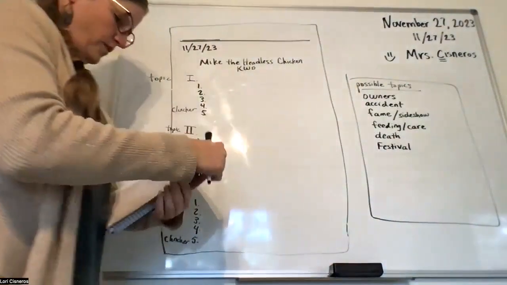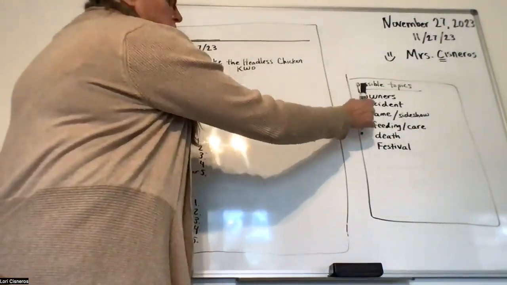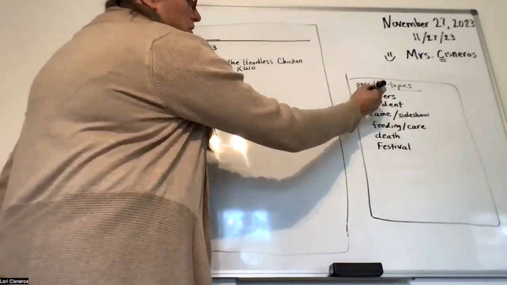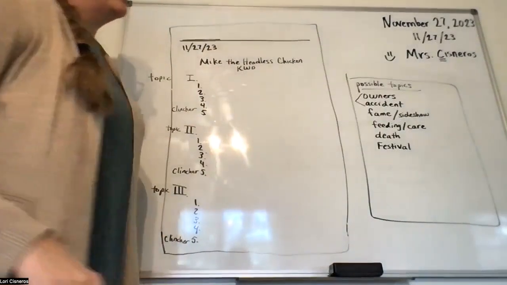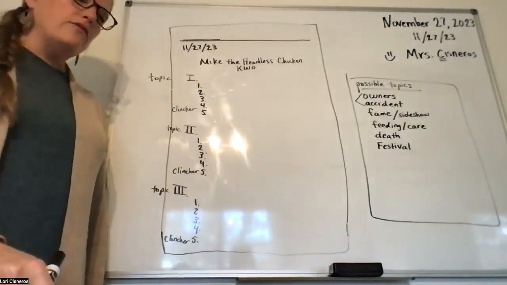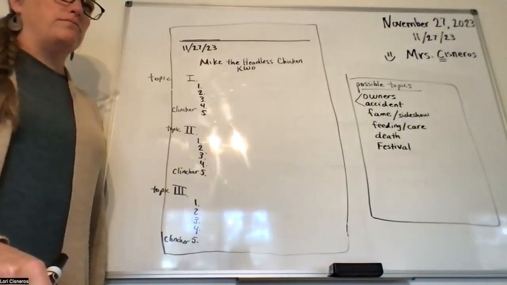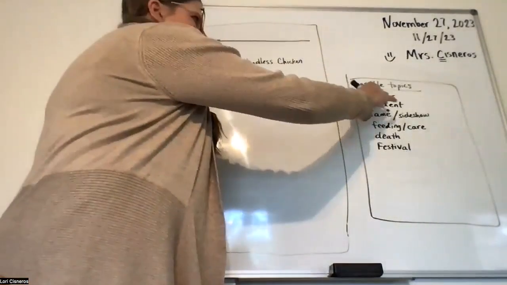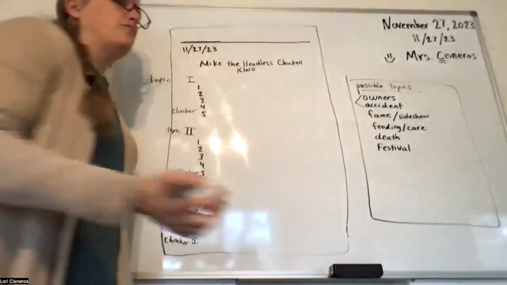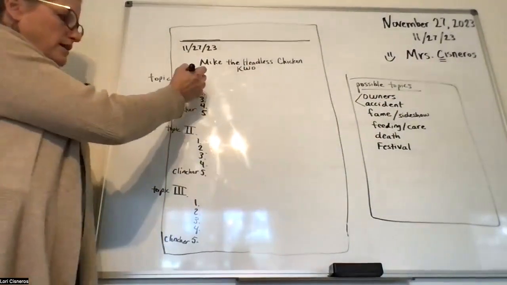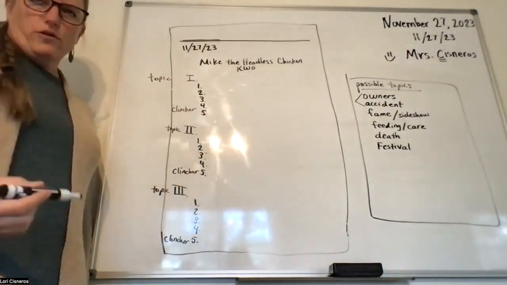Okay, so far we have 1, 2, 3, 4, 5, 6. These two probably could go together, so go ahead and put a bracket there, because there's not a lot of information about the owners, but there's some. And then you can kind of lead into the accident. So we've got 1, 2, 3, 4, 5, but we only need 3, because remember we're doing 3 Roman numerals.